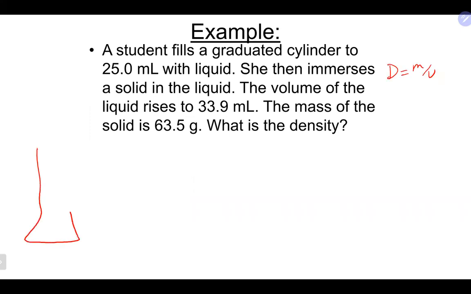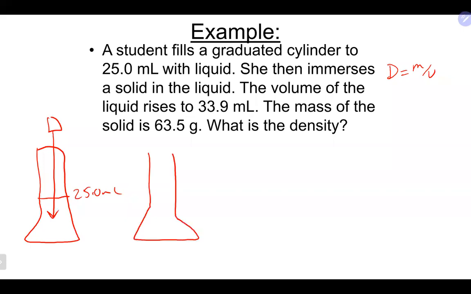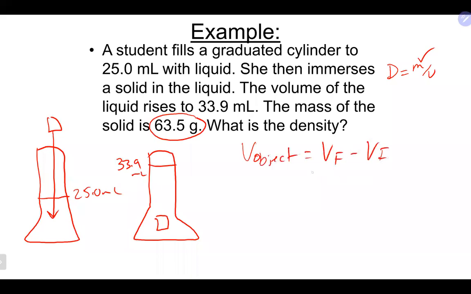This we're describing, we basically have a graduated cylinder that has 25 milliliters of liquid. She then takes a solid and dumps it in there. The volume then rises to 33.9 milliliters with the solid in there. So obviously we're looking for density, which is mass per volume, and we have the mass given to us. So we do need to find the volume of the object by taking the difference between the two, final minus initial. In this case, that would be 33.9 milliliters minus 25 milliliters. That is going to give you 8.9, I believe. 8.9 milliliters. So that would be the volume that we need.